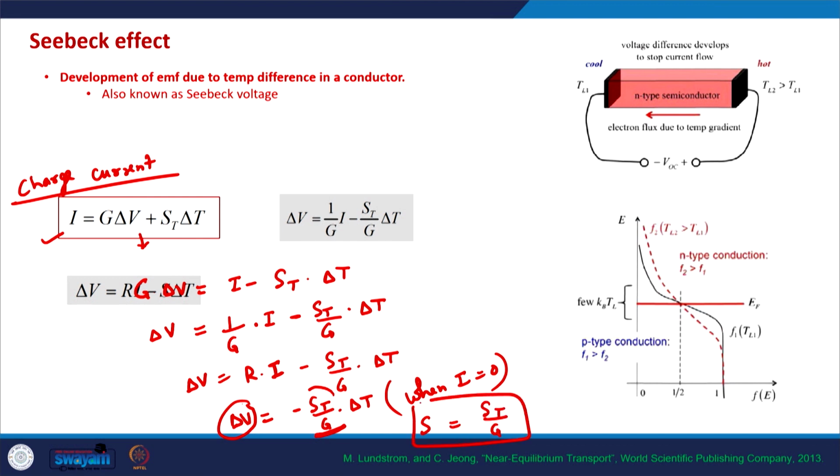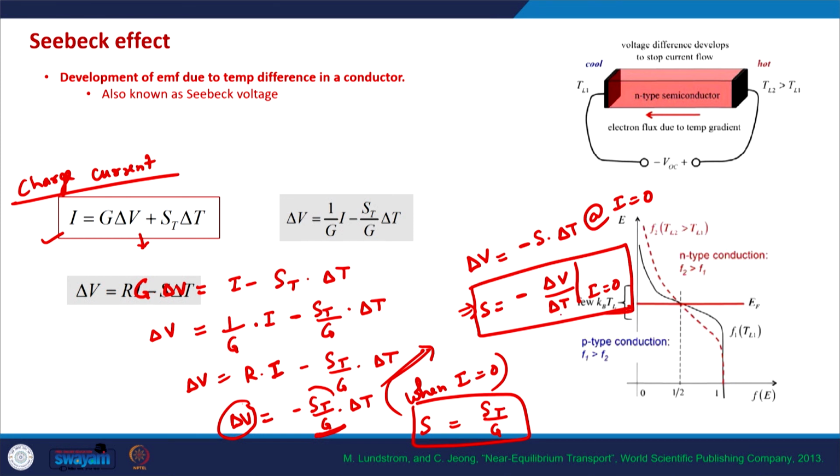So what is the Seebeck coefficient? From this equation, ΔV is equal to minus S times ΔT at I equal to 0. So S is minus ΔV by ΔT when the current is 0. So this is the formal definition of the Seebeck coefficient. This is the ratio of the voltage difference to the temperature difference when the current in the circuit is 0.